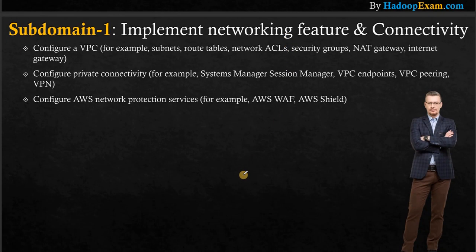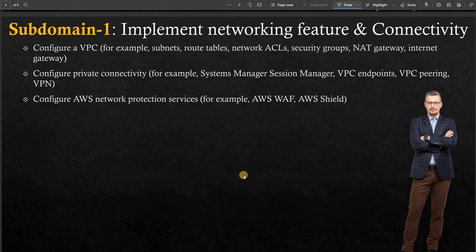The first subdomain is implementing networking features and connectivity. You should be able to configure the VPC, virtual private cloud, which we know, correct? We should be able to configure a VPC. How do you size it? What is the subnet sizing, which we discussed, route tables, network ACLs, security groups, which you need to create, and NAT gateways. When you want to publicly access something from your network, like your VPC, then you need a NAT gateway. That is very important. You must be getting some questions on that. The internet gateway is mandatory to access the internet.